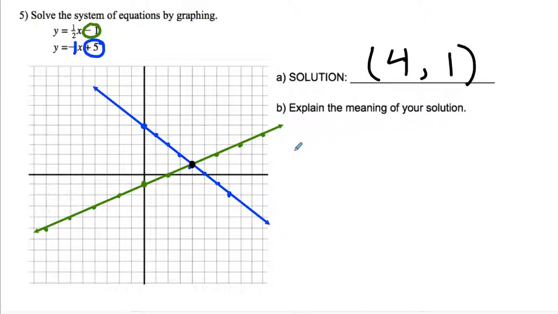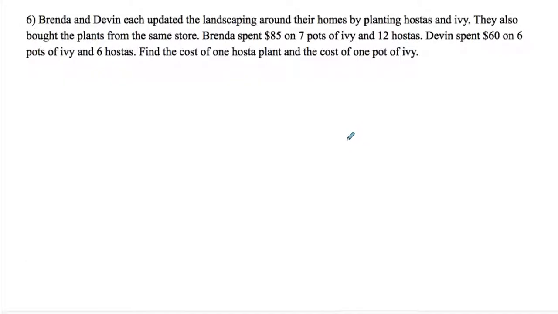Explain the meaning of my solution. Well, I just kind of did. This is the point that is shared on both of the lines, or works in both of the equations. That would be the meaning of the solution for our system. That's how we find it by graphing.